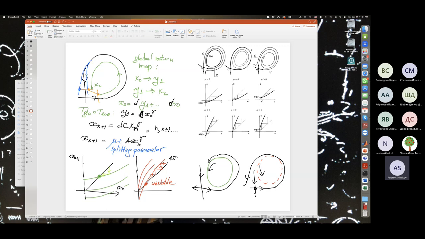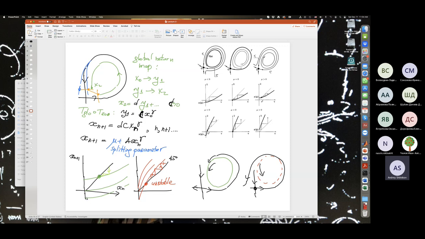So when you have a Hamiltonian orbit, when the splitting parameter goes up, when the separatrix splits inwards, this means mu is positive. Otherwise, it splits outwards and mu is negative. And then you have what's called a one-dimensional map. In the case when gamma is greater than 1, you have the following.